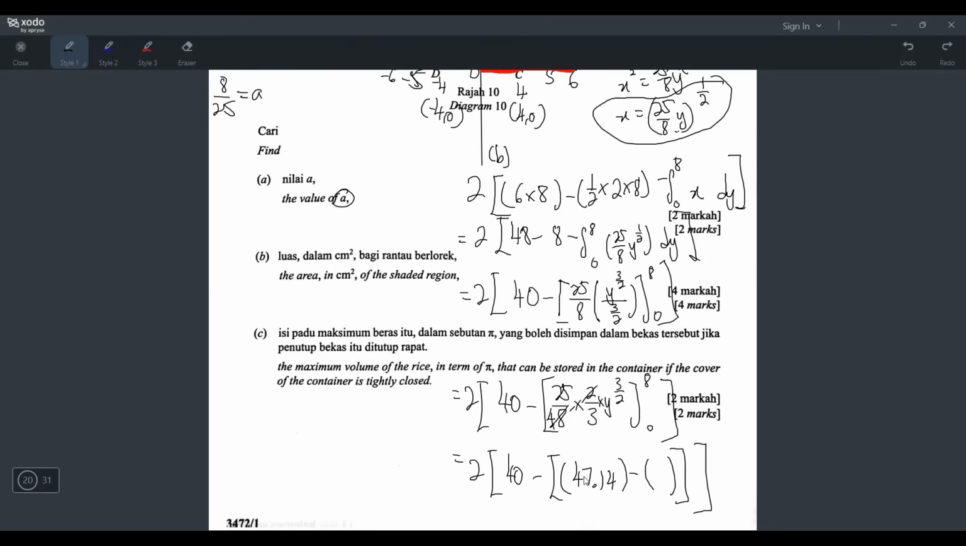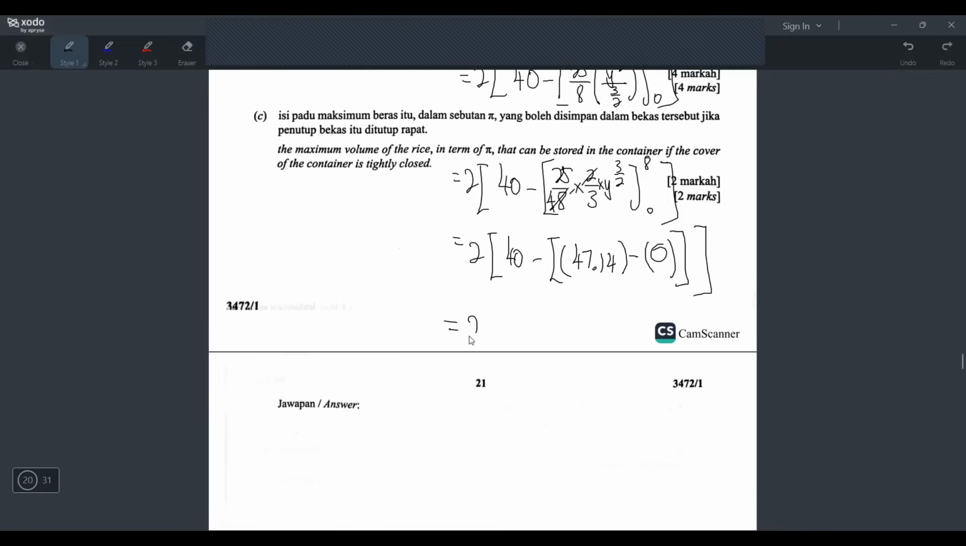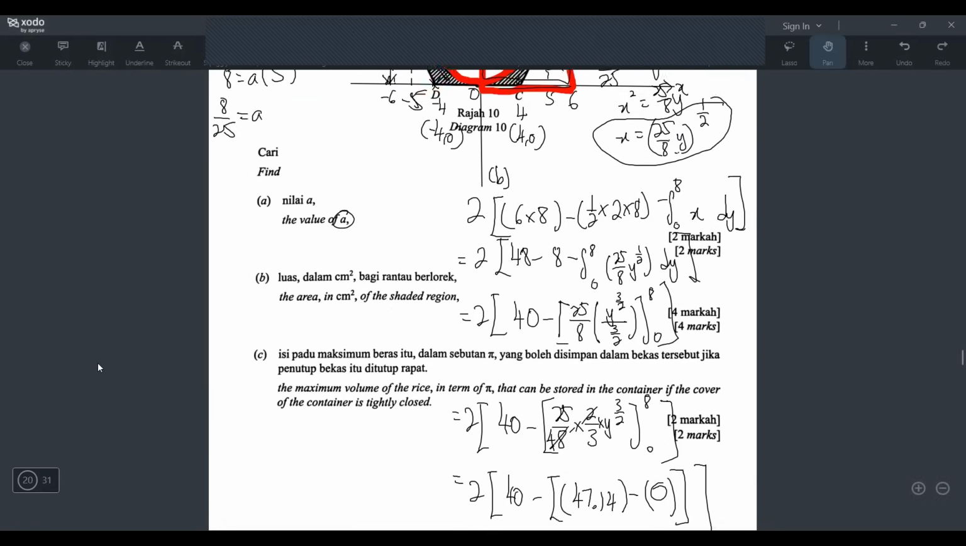Okay, what about if I sub 0? If I sub 0, it will be easy, because when you sub 0, the whole thing will be 0. Because 0 power 3 will be 0, and then 0 divided by whatever is 0. So it will be 0. So now you end up with 2 bracket. Okay, what is 47.14 minus 0? 47.14. And then 40 minus 47.14. You get negative answer.